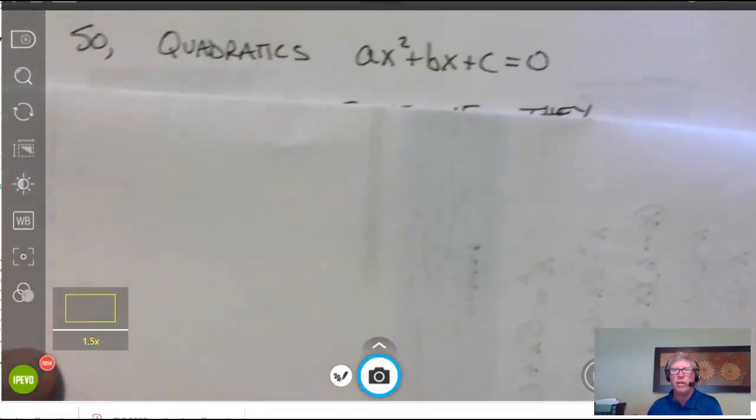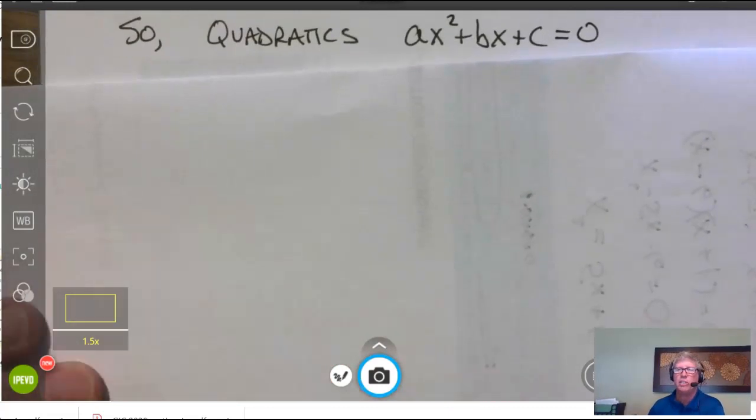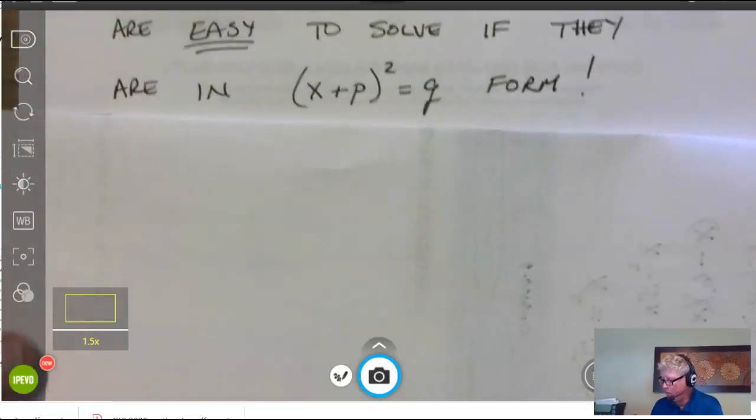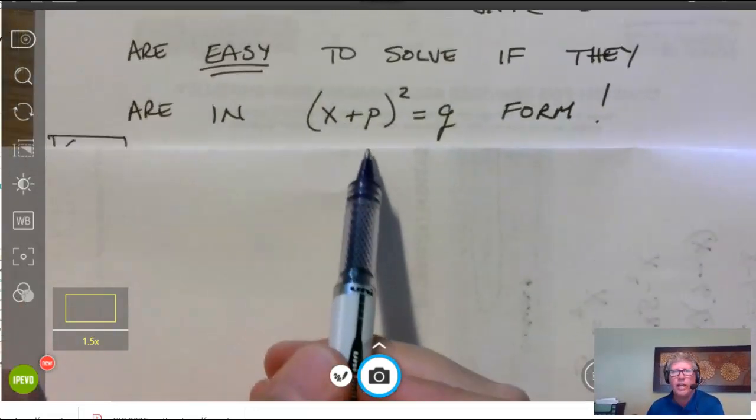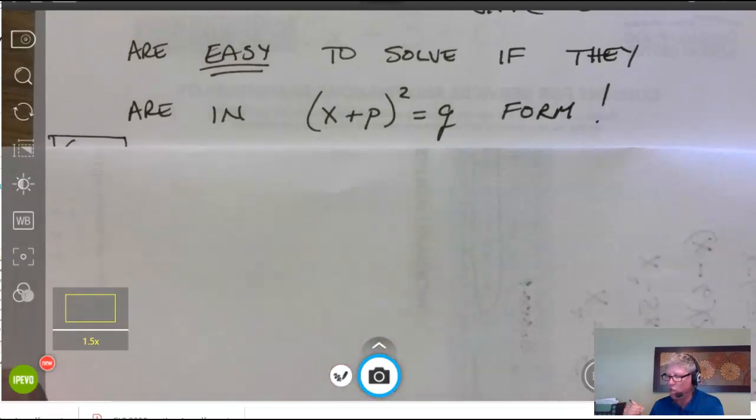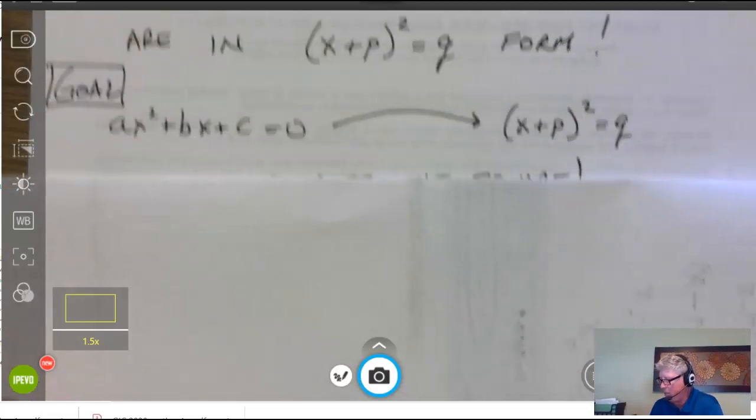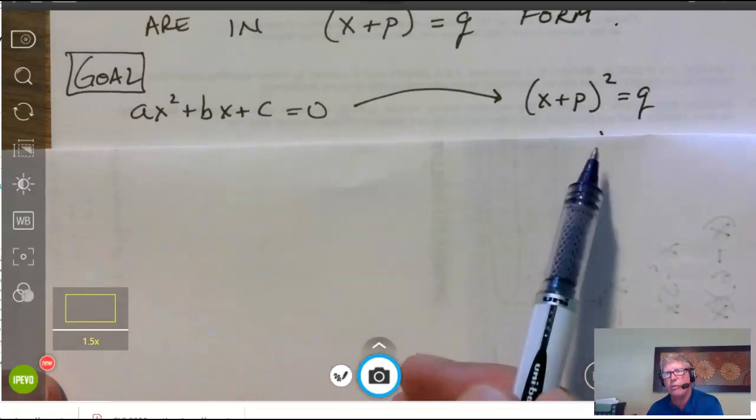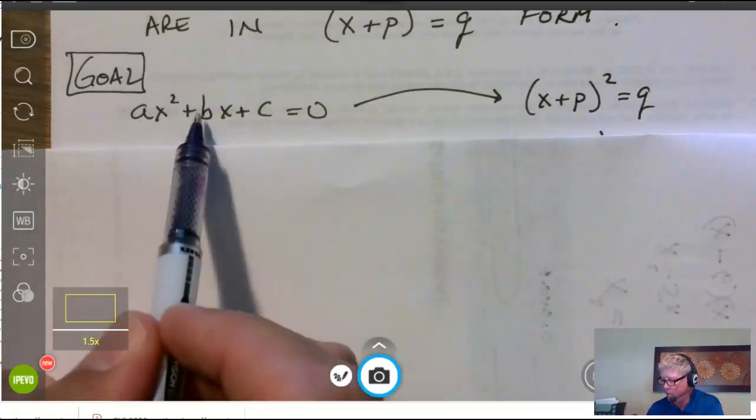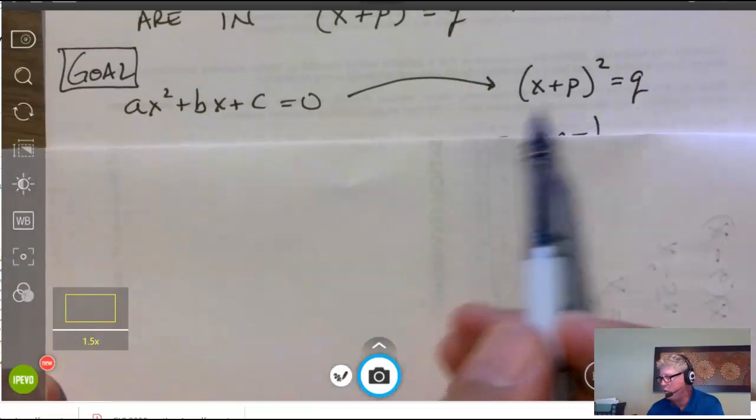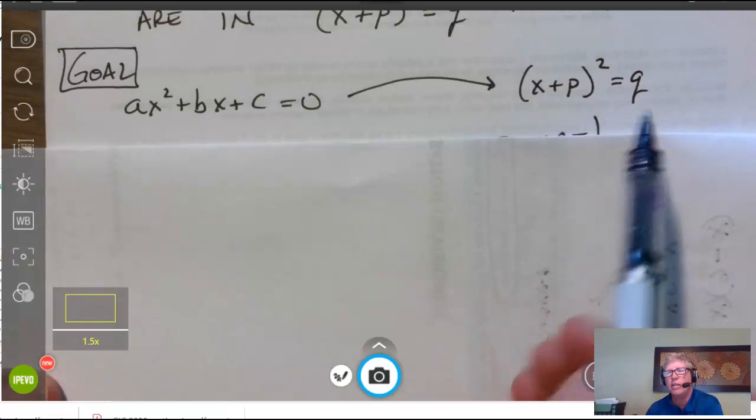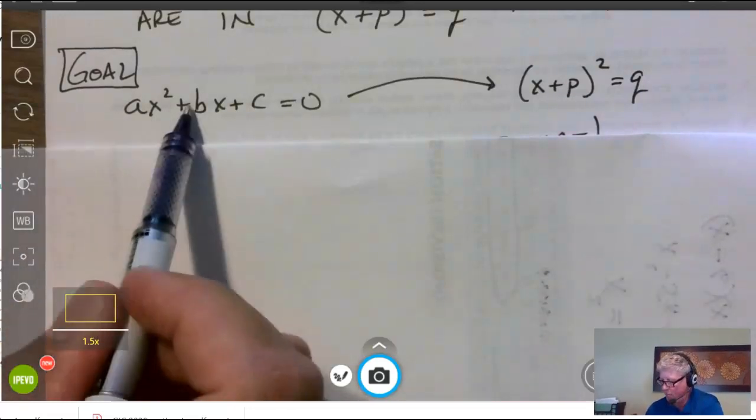Moral of the story. Where are we right now in our life of quadratics? I want you to be able to try to factor. Great. I want you to know that if you get it in the form of x plus p squared equals q, that is an easy thing to solve. All right? So the question, or our goal, is how do you take a quadratic and rewrite it like that? Notice a, b, and c are any numbers. I don't use a, b, and c here because they may or may not change. So p and q come from a, b, and c.